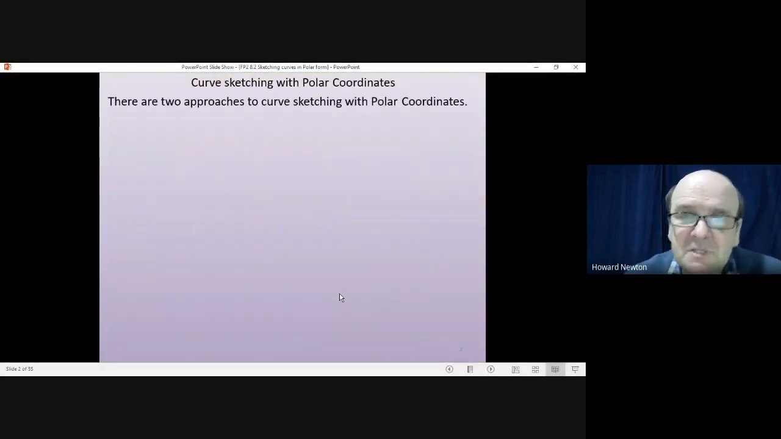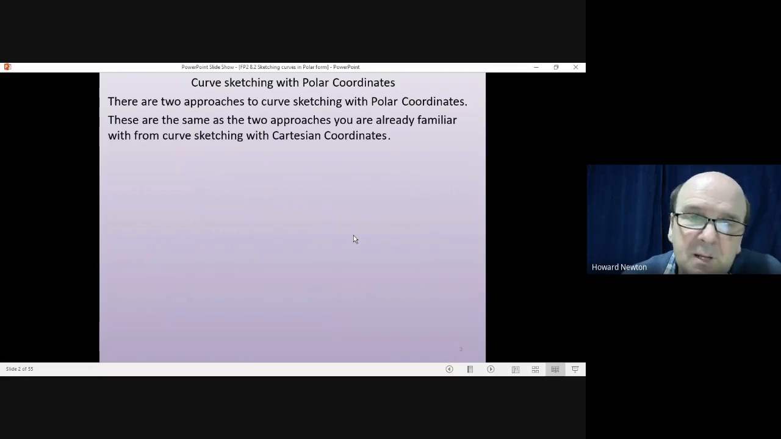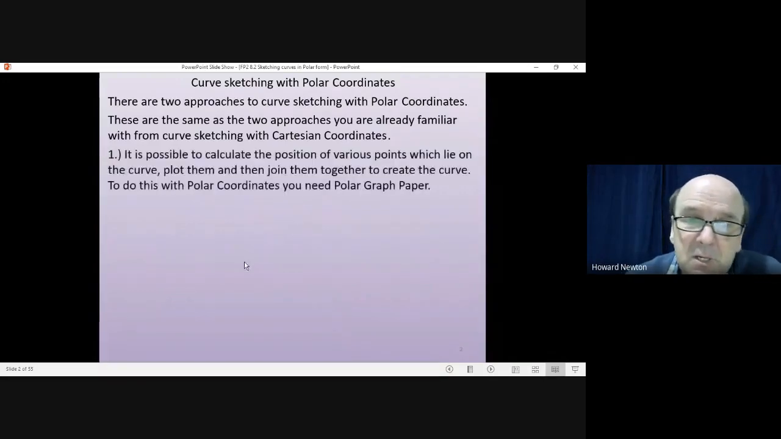There are two approaches to curve sketching with polar coordinates, and they're exactly the same as the two approaches that you're already familiar with from curve sketching with Cartesian coordinates. So first of all, it is possible to calculate the position of various points which lie on the curve, to plot those points, and then join them together to create the curve.